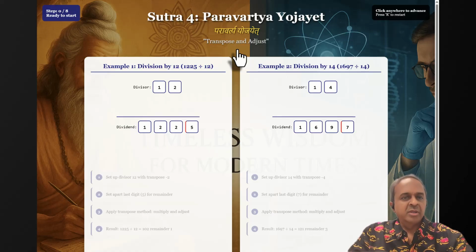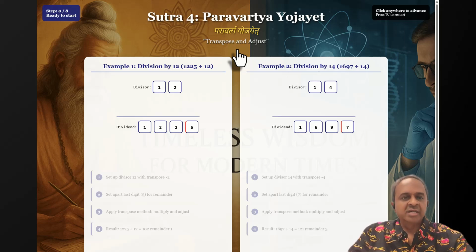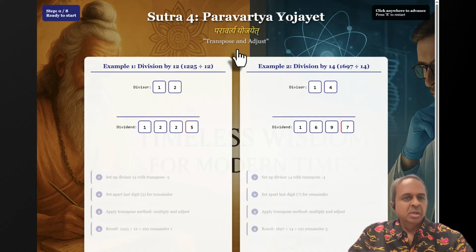So the essence of Paraavartya Yojayet lies in organizing patterns, stress on the word patterns, where we can transpose the divisor into a more manageable form, right? So when we have divisors like 12, 13, 14, or 123 or 124, we transpose by writing the digits after the first digit with negative signs, below the divisor. So this creates a systematic calculation method that our ancient mathematicians perfected, right, thousands of years ago.